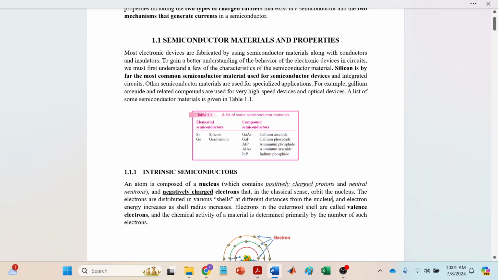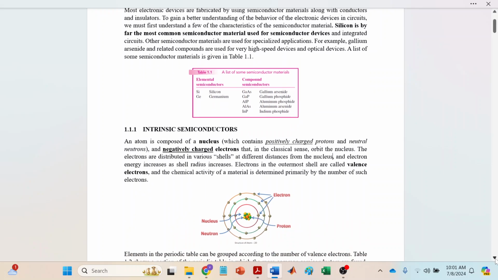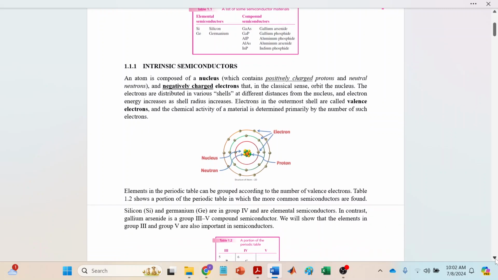So we'll start with the intrinsic semiconductor. In explaining the intrinsic semiconductor, we look at the structure of an atom. An atom is composed of a nucleus. The nucleus is at the center, and has positively charged protons and neutral neutrons, and negatively charged electrons that orbit around the nucleus.